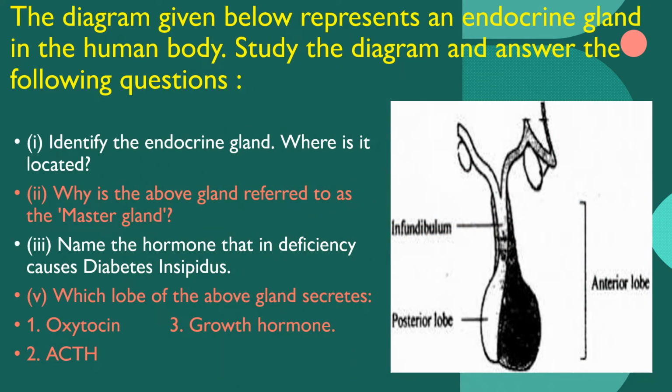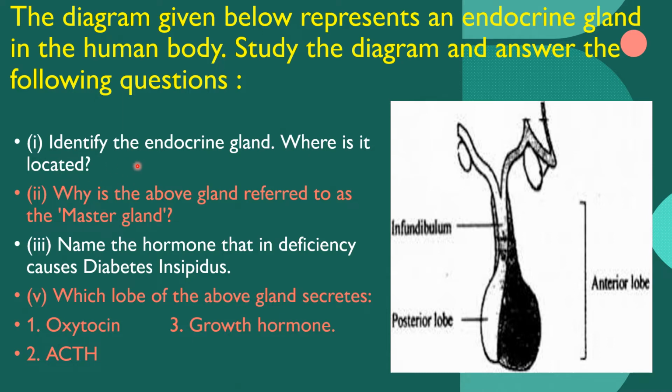Can you identify this diagram? They have already given the clues: posterior lobe and anterior lobe. Yes, this is the pituitary gland, right? Some diagram based questions we can discuss. The diagram given below represents an endocrine gland in the human body. Study the diagram and answer the following questions.